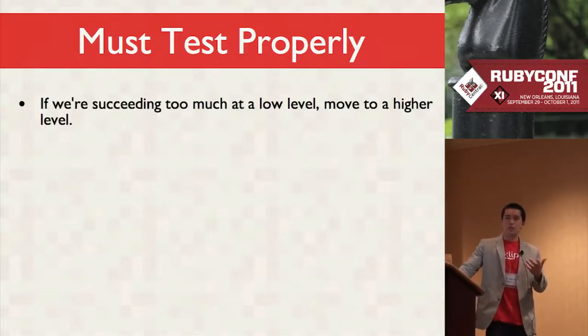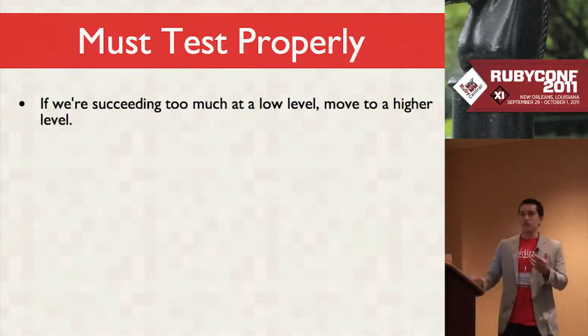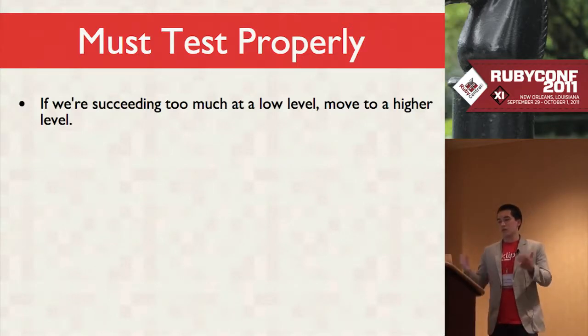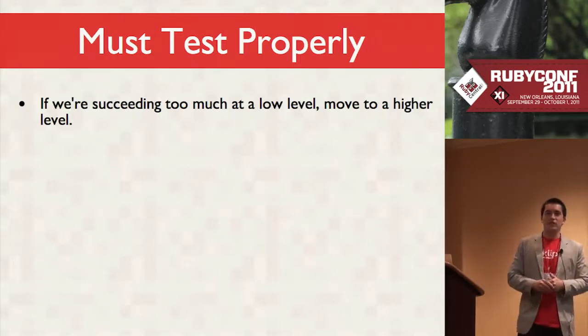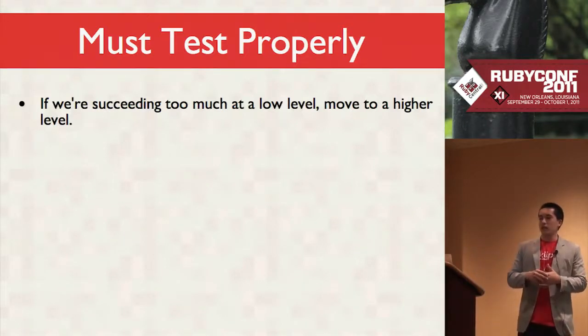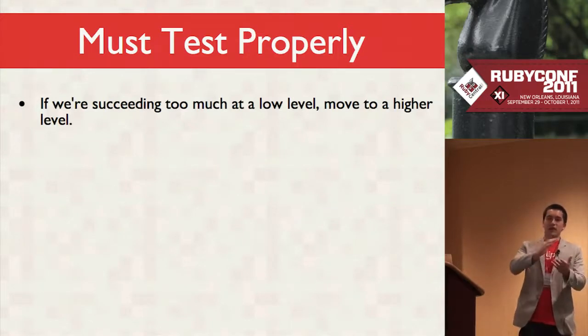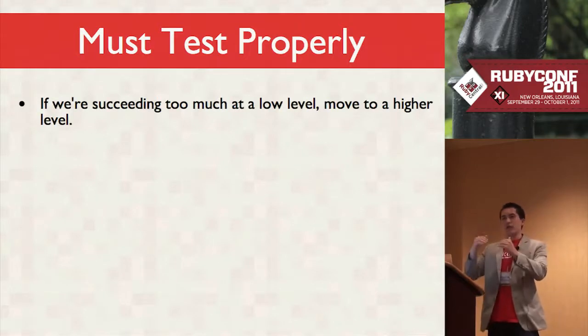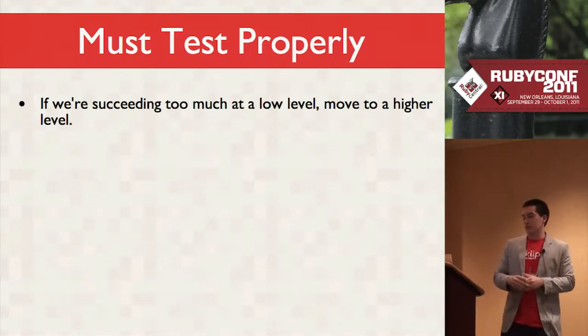A couple good points to stand by: if you're succeeding too much, if your tests are passing too much, it's probably not because you're some great holy programmer, because we all make mistakes. It's probably just because you're testing the obvious things. You're testing things that you're expecting are going to pass. And of course, we don't know what's not going to pass. So one way to address that is to move from, say, a unit test level to an integration test level, or vice versa. If you're succeeding too much at one level, move to another level of testing.